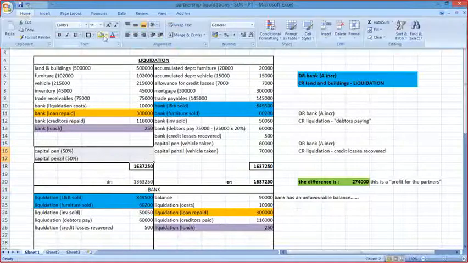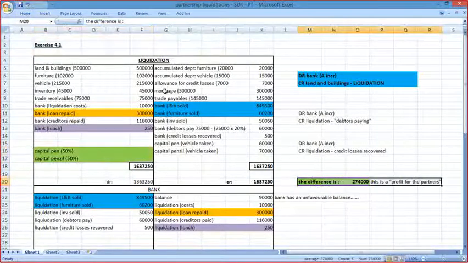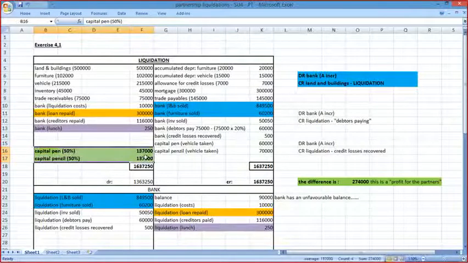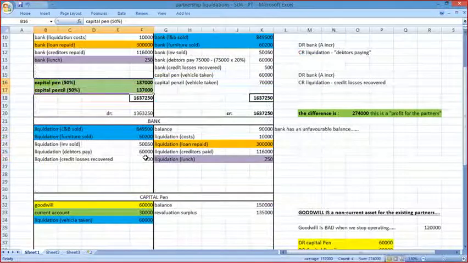Does that make sense? Okay, let's highlight that in green. So take that figure, divide by 2, gives me that. Each partner gets 137. So where is that going to go? I can't have debits without a credit. So that will go to the capital account.